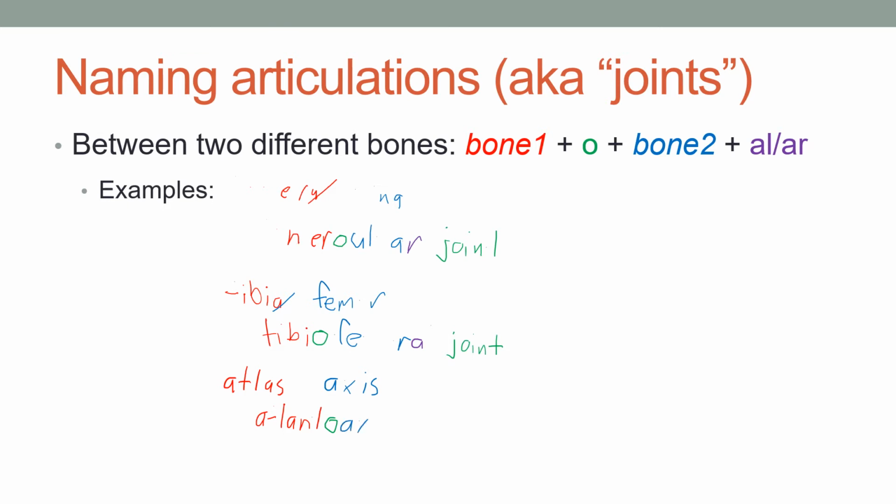Atlanto-axial joint. So this one has that weird little Atlas to Atlantis thing, but atlantoaxial, the rest of it behaves normally. Can we think of any other ones that we want to form that maybe are a little weirdly behaved or something?